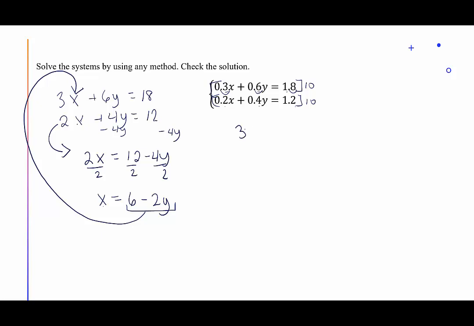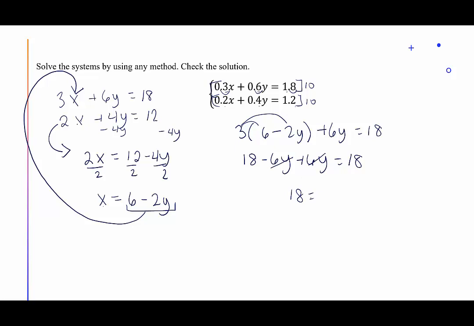So we have 3 times 6 minus 2y, right? And I'm substituting out x for what I know it's equal to based on that second equation, which was 6 minus 2y, plus 6y is equal to 18. Okay, I'm going to distribute the 3 here, so I get 18 minus 6y plus 6y is equal to 18. Wait a minute, the y's cancel. So I end up with 18 equals 18.